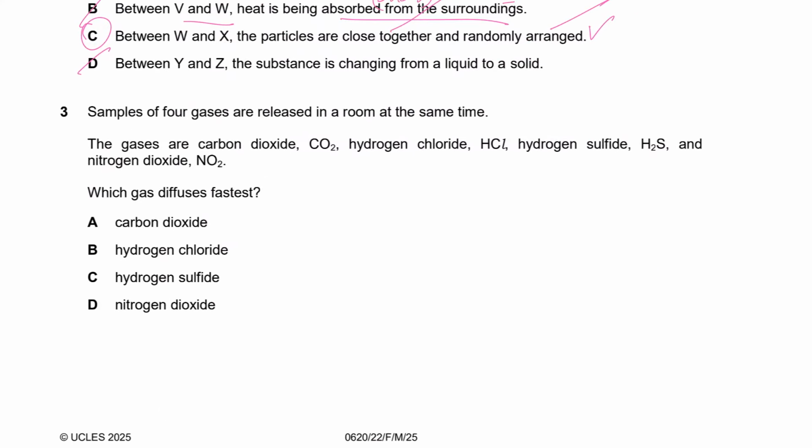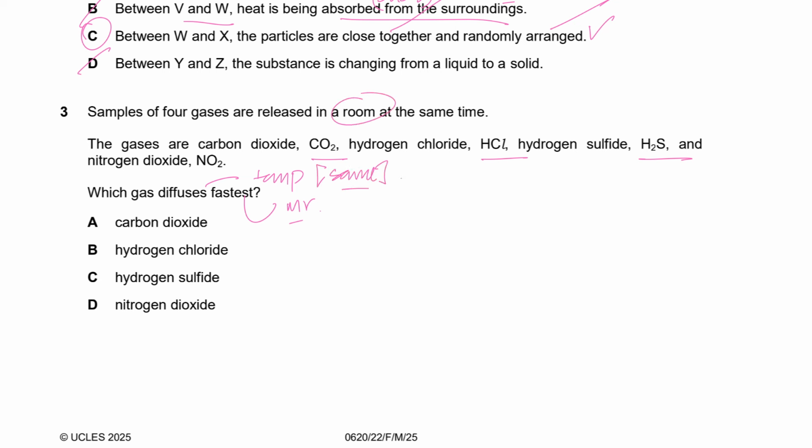A sample of 4 gases is released in a room at the same time. The gases are carbon dioxide, hydrogen chloride, hydrogen sulfide, and NO2. Which gas diffuses the fastest? Now, diffusion depends on two things. It depends on temperature and it depends on the relative molecular mass. And if he's saying they're released in a room, that means the temperature is the same for all.